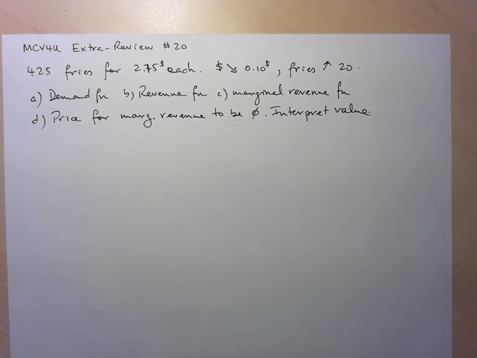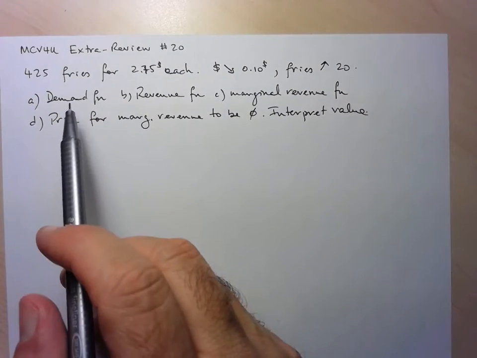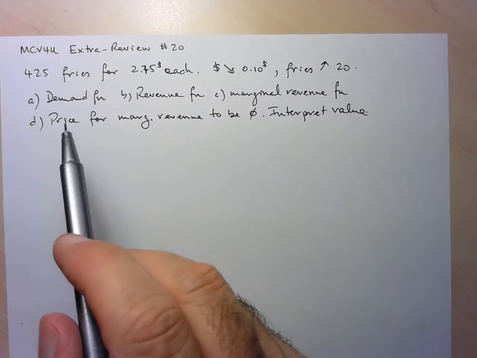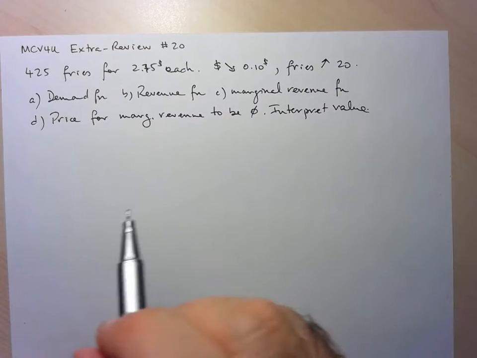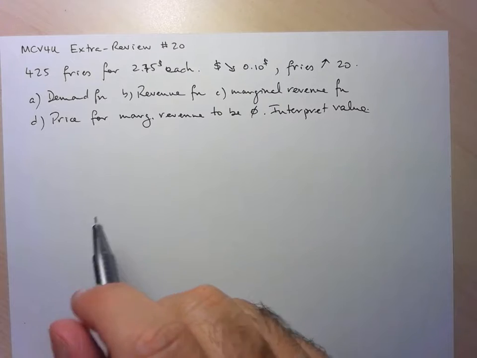Hi folks, we're going to take a look at number 20 from the extra review package. So the question essentially goes like this. Currently you're selling 425 large fries for $2.75 each, and if you decrease the price by 10 cents, you should sell another 20 fries. Okay, and they want us to determine all these things.